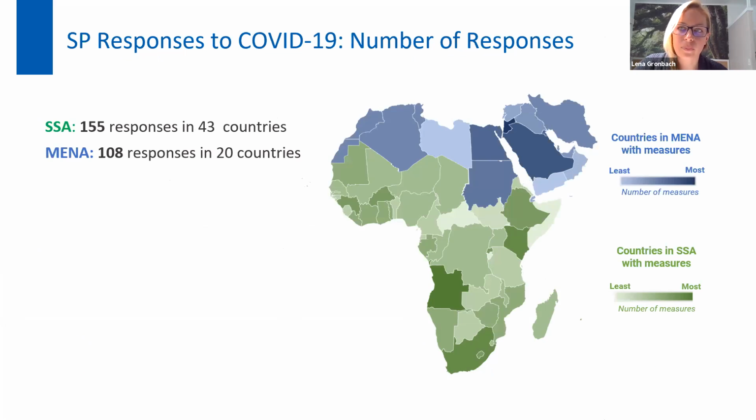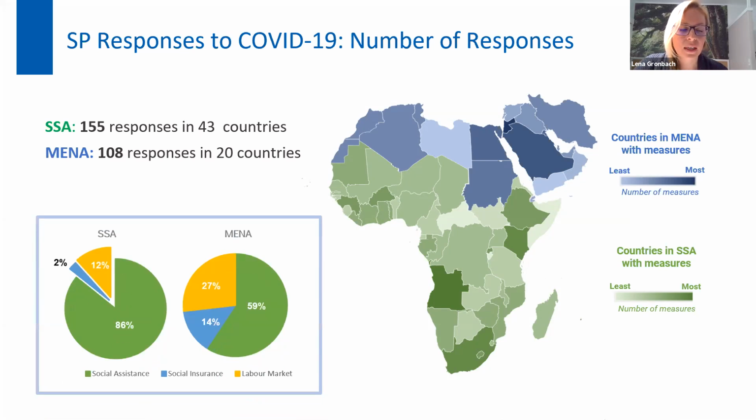So this is as of end of September. As you can see, Sub-Saharan Africa in green. So this shows the number of responses per country. So obviously darker countries means more different responses per country. In total, we had 155 in 43 countries. So most countries had some form of social protection response. But once again, this doesn't say much about the coverage or the reach of those programs, just the variety of responses that we have recorded.